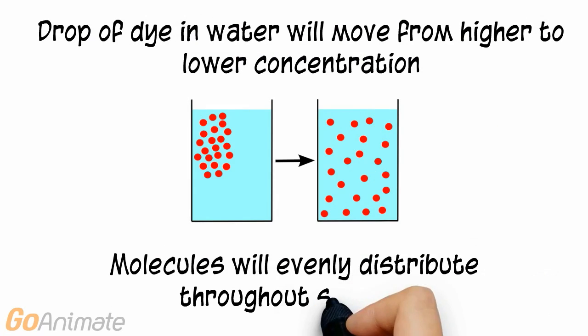Here is an example of diffusion. A drop of dye in water will move from where there is more dye, an area of higher concentration, to where there is less dye, an area of lower concentration. The molecules will eventually evenly distribute throughout the solution.